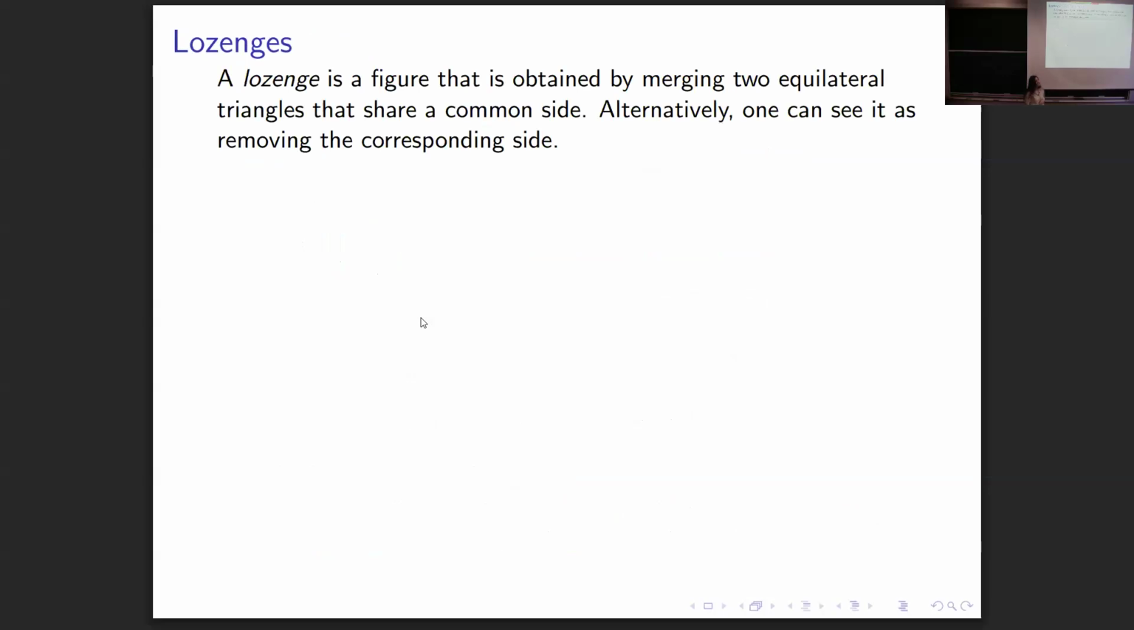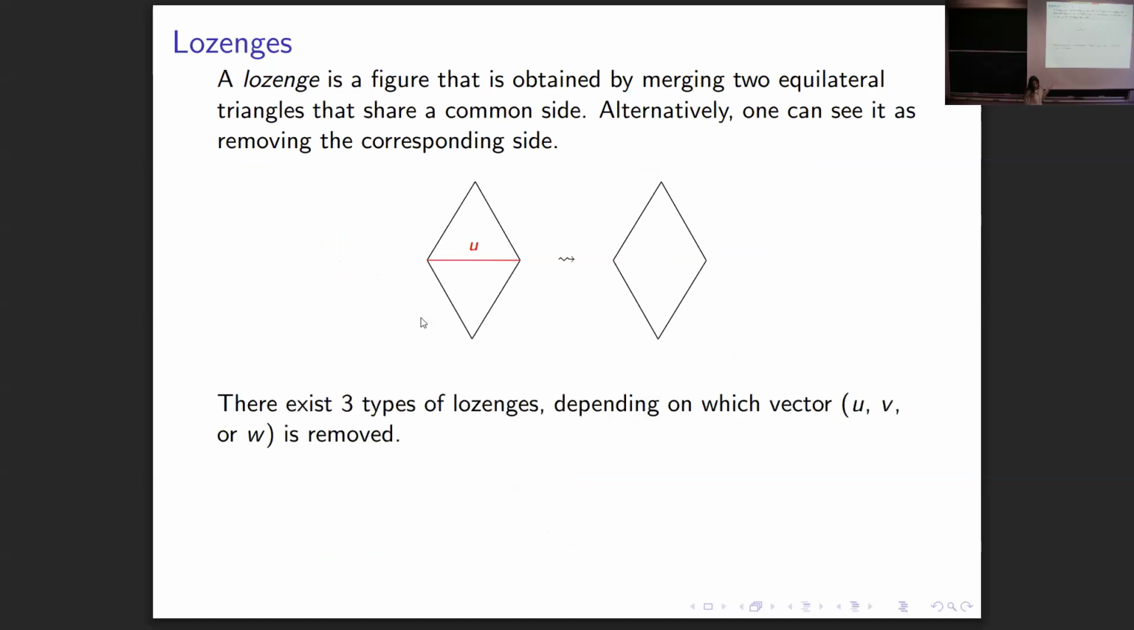Okay, so now there was the word lozenge in the title. It's just a figure that is obtained when you merge 2 triangles that share a common side. It's a rhombus, right, which is obtained by merging 2 equilateral triangles, or you can say you're just removing the edge that those 2 triangles share. For example, like this. You remove this edge that goes along the vector u, you get a lozenge of type u. Clearly, there are three orientations of these rhombuses, like this.